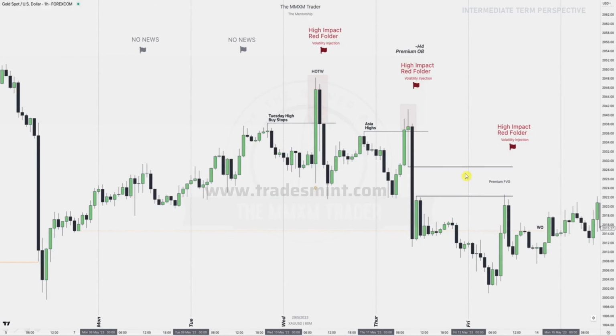And Friday we have another high impact red folder, right? Volatility injection, making it even more probable to draw into our longer term perspective, which is that weekly fair value gap, right? We've got a premium fair value gap over here. We dip into that premium fair value gap and we still continue our way down into the sell side of the curve.